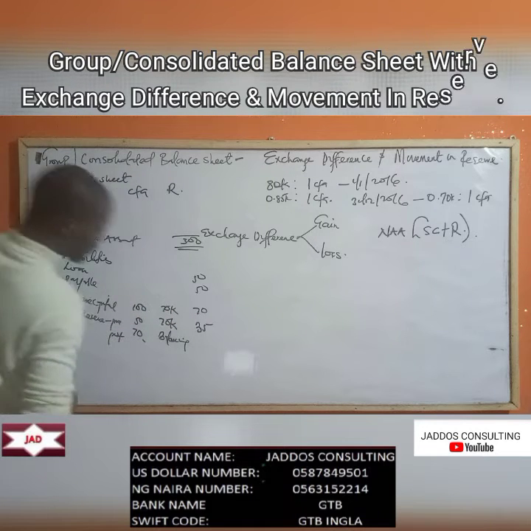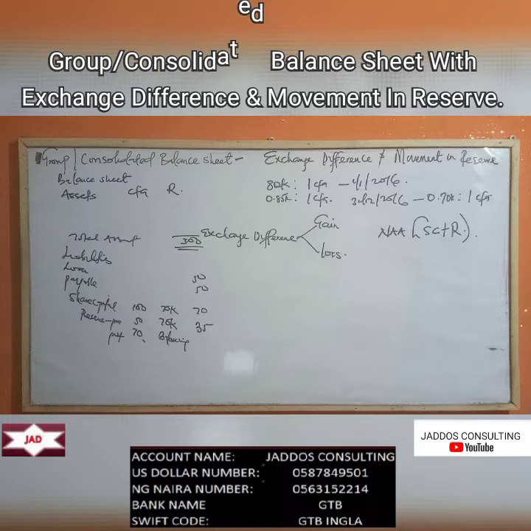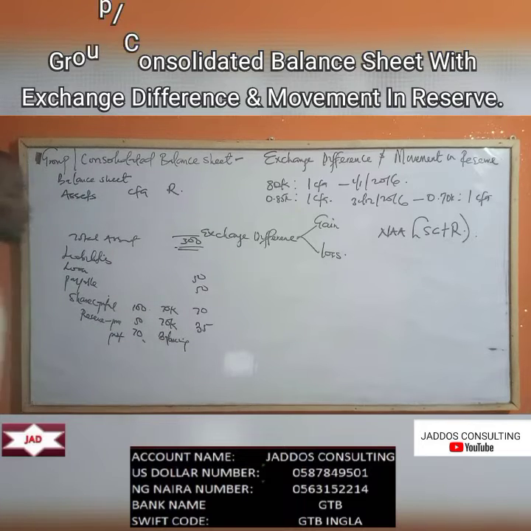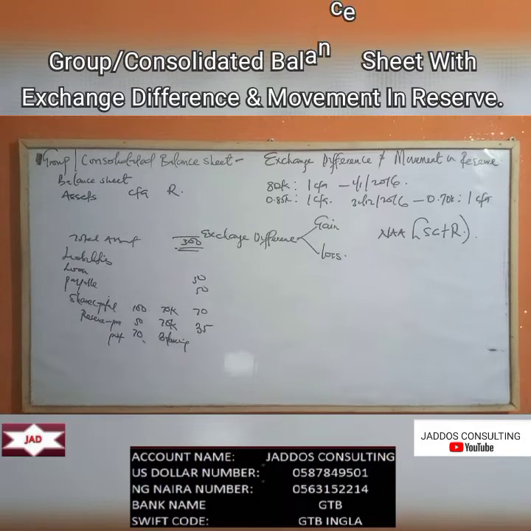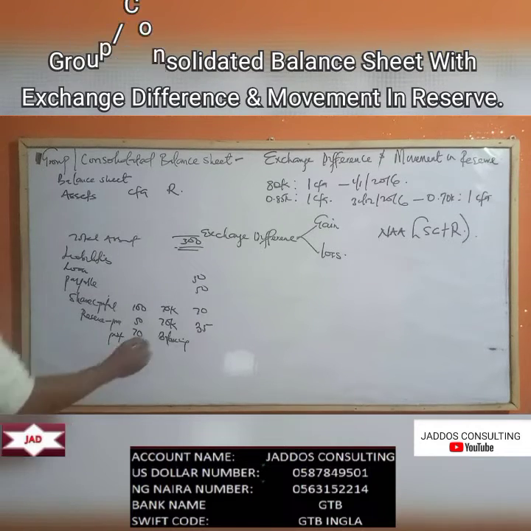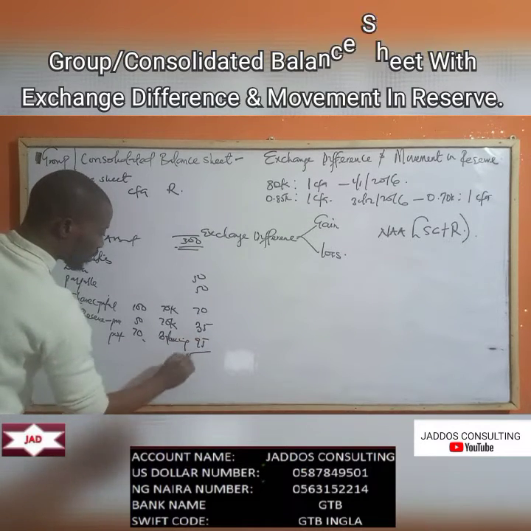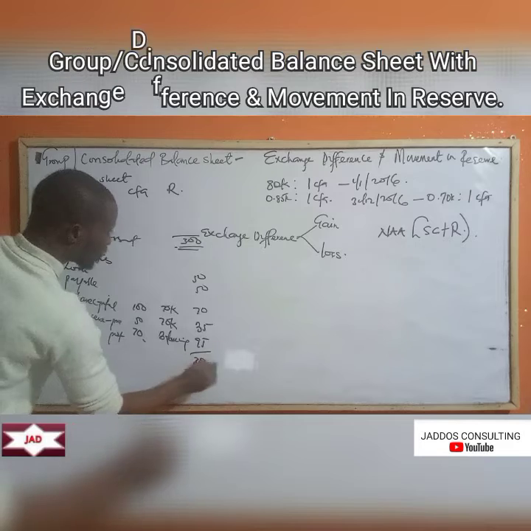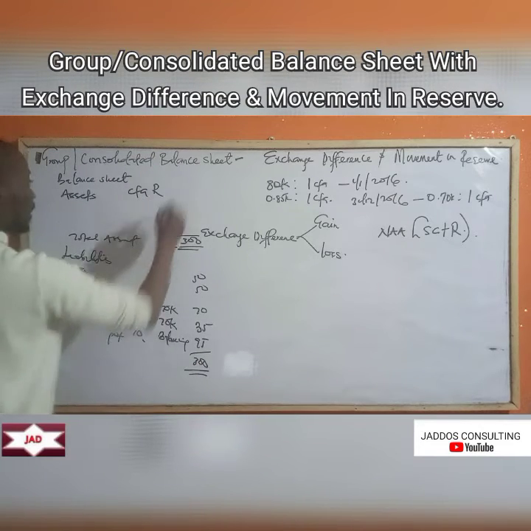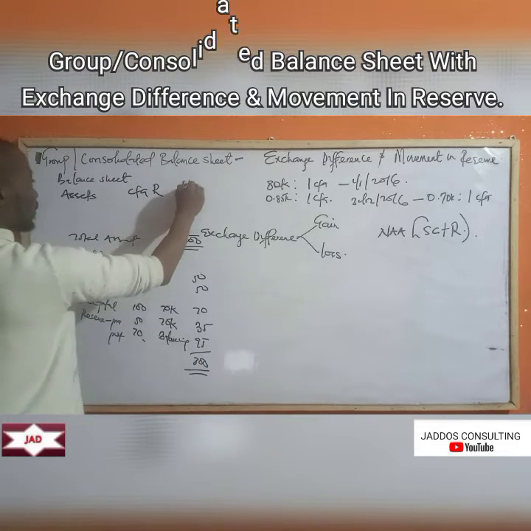What do you have there? That should be 205. Well, let's check. 205. So if we do 300 minus 205, what do we have? 95. So balancing here will be 95. So that you have your translated 300. You have rate here. So this will be naira.